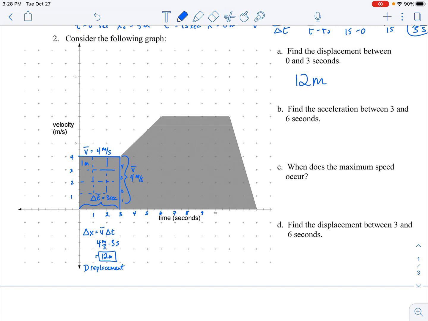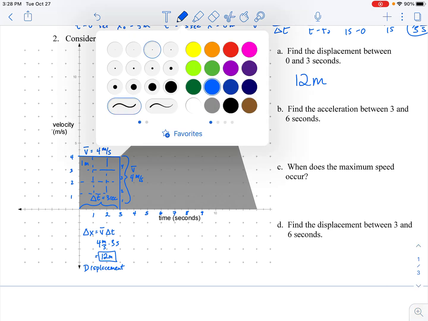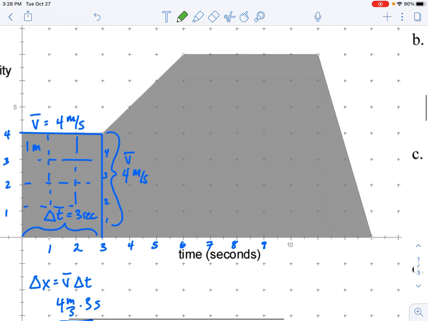Find the acceleration between 3 and 6 seconds. Well, the acceleration is going to be slope. I'll change colors. So let's think about this for a second. This object has an initial velocity of 4 meters per second. And at the end of this interval, it has a final velocity of 7 meters per second.